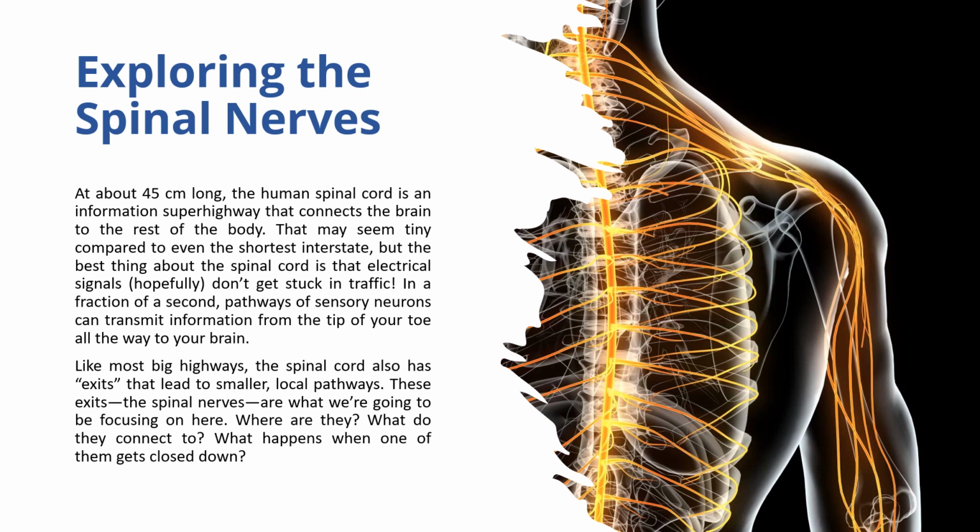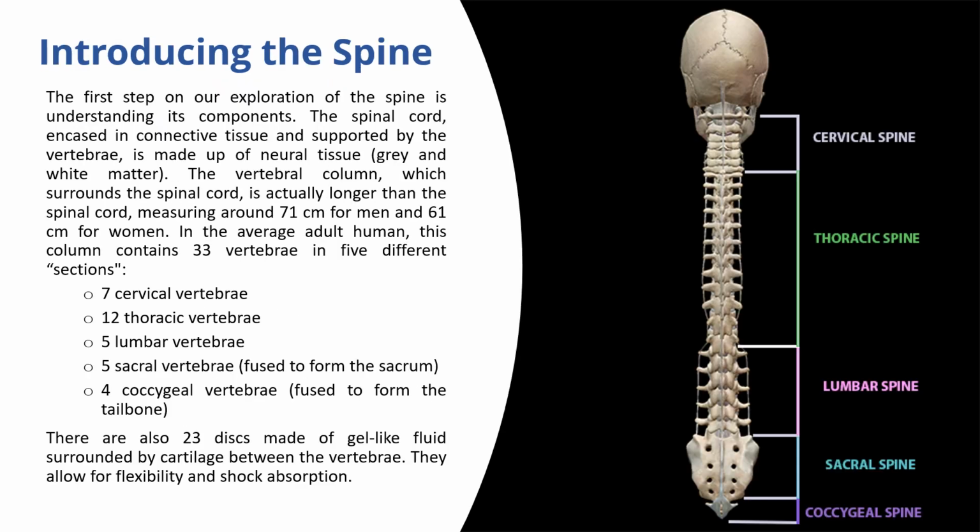Like most big highways, the spinal cord also has exits that lead to smaller local pathways. These exits, the spinal nerves, are what we're going to be focusing on here today. Where are they? What do they connect to? What happens when one of them gets closed down? So we're going to take a look at the spine.